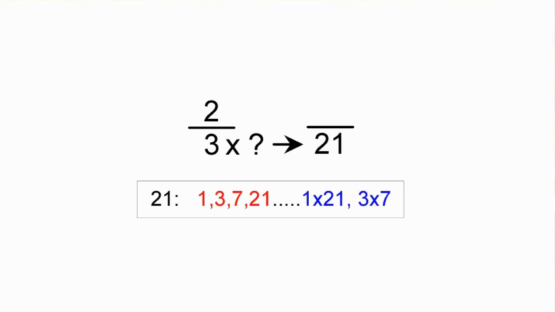I have to figure out what I have to multiply 3 by to get 21 first. I can see that 3 times 7 is 21. So now I have to multiply 2 times 7 to find the top of the raised fraction. I see that 2 times 7 is 14. So 2/3 can be raised to 14/21.